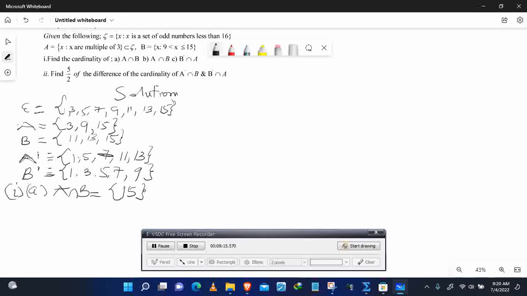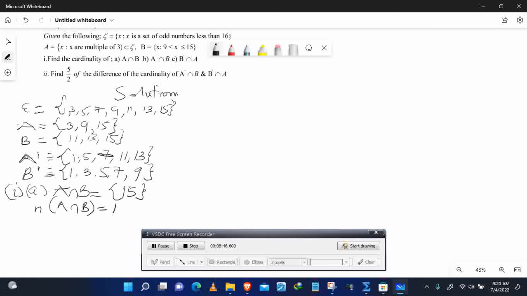Yes, so this is a set. But in talking about cardinality, it is not usually represented in this manner. How many elements do we have in the set A intersection B? That's 15, that's one element. It's a unit set. So we write 1. So that's our answer for I A.